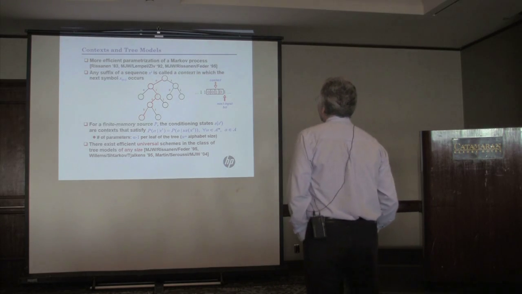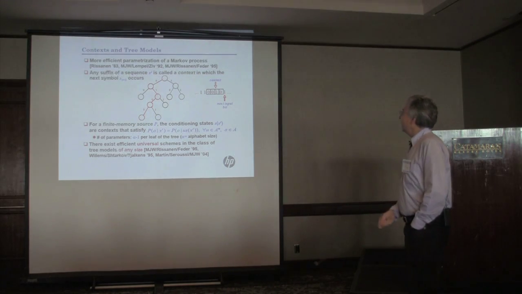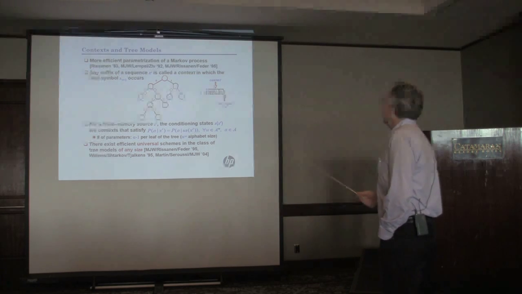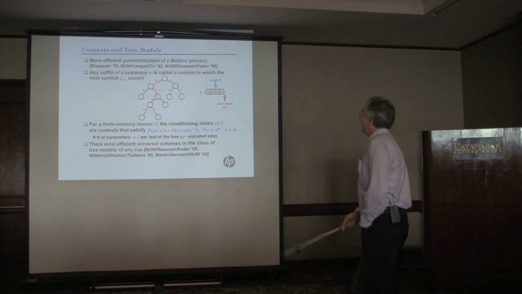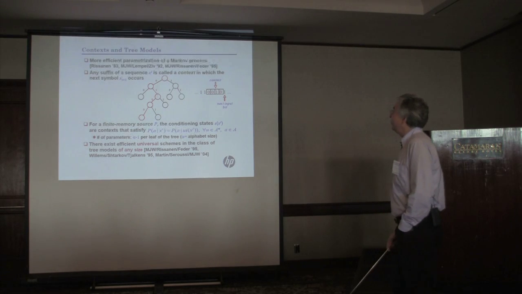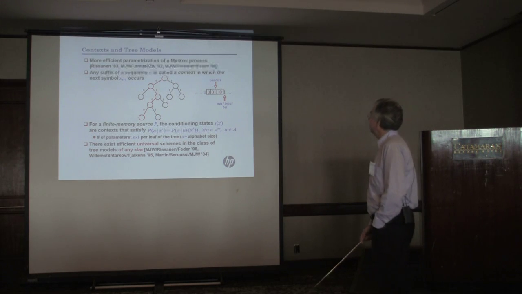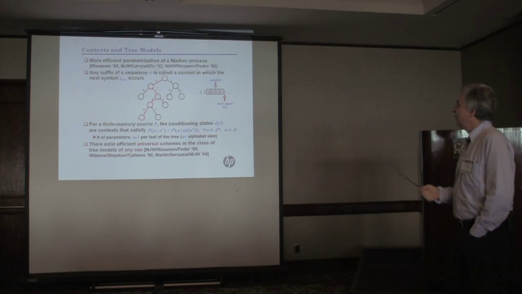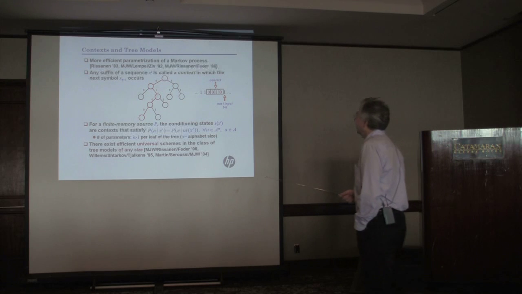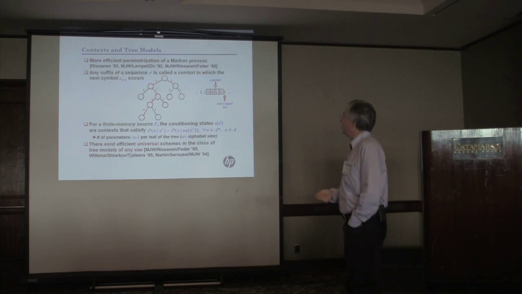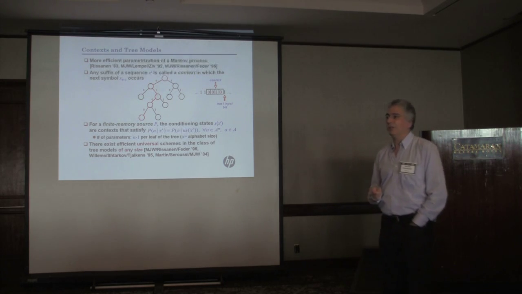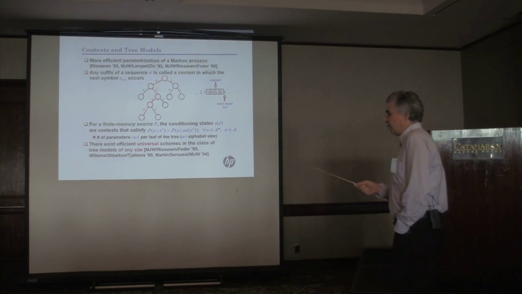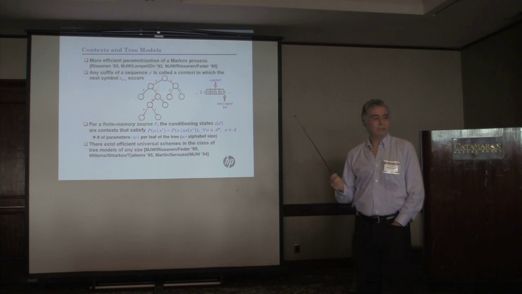So before we get to image compression, that's the last slide, one very successful and popular model class is that of tree models, which are basically a more efficient parameterization of Markov processes. It was introduced by Rissanen in '83. Then there are other works formalizing the definition of tree models. And basically the idea is to have a variable memory Markov source.